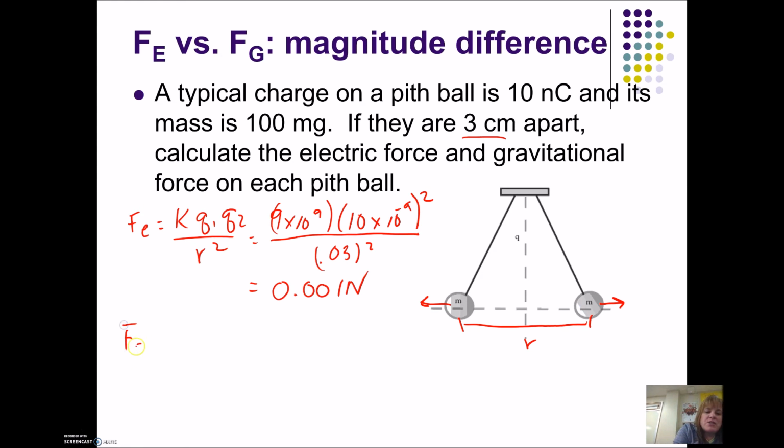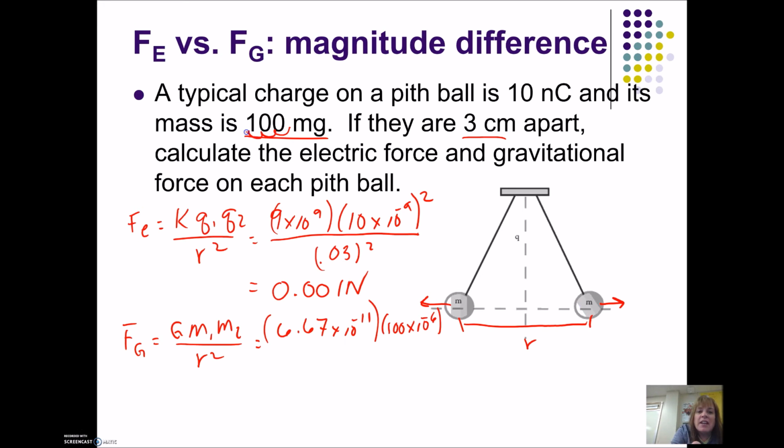But what about the gravitational force? The gravitational force is the gravitational constant G times m1 times m2 over r squared. Now the gravitational constant is small, 6.67 times 10 to the negative 11th. And our mass is really small too. That's in milligrams, and you need to be in kilograms. So if we go to kilograms, that would be 100 times 10 to the negative 6th.